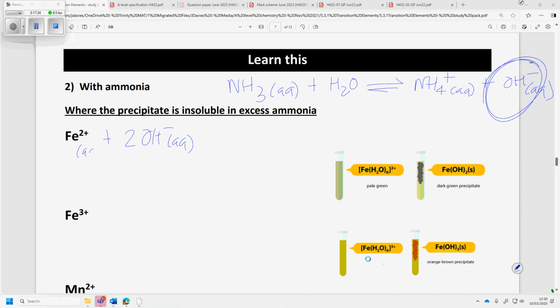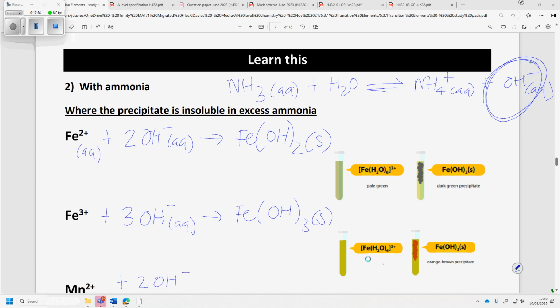So I'll take my iron 2 aqueous, reacted with 2 hydroxides and make iron 2 hydroxide solid. So although we're reacting our transition metals with ammonia, it's actually the hydroxide ion, not the ammonia, that they're reacting with. Iron 3 will react with 3 hydroxides, making iron 3 hydroxide solid, and manganese is going to react with 2 hydroxides to make manganese hydroxide precipitate.